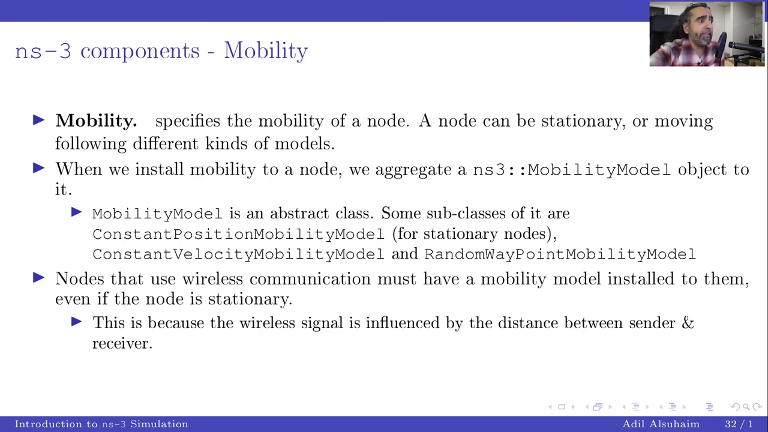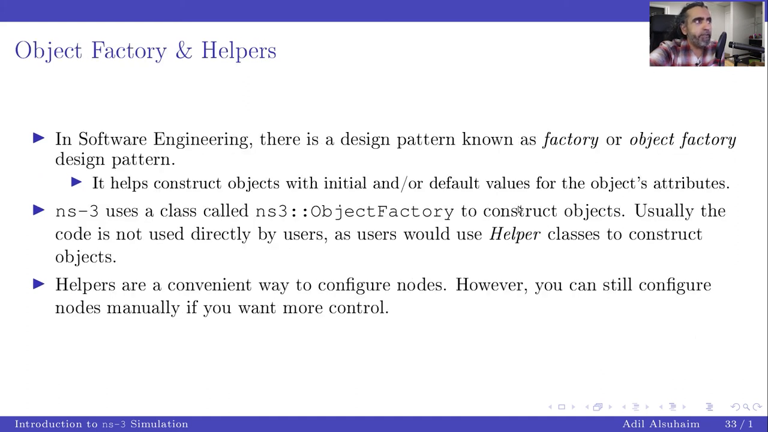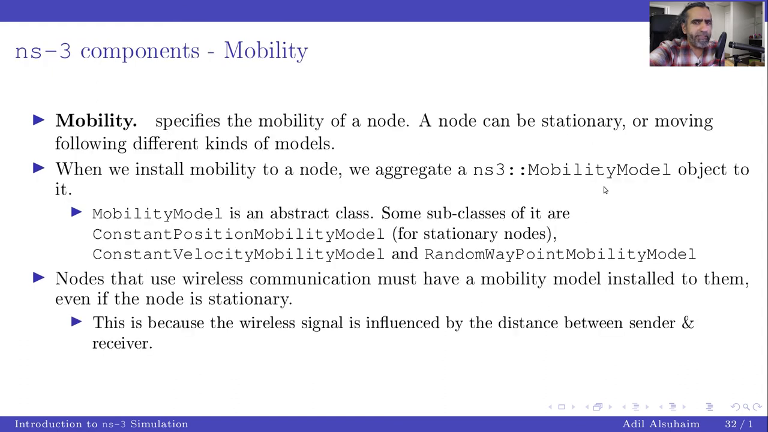We have different kinds of mobility, like constant position mobility model for a stationary node, constant velocity, random waypoint, and there are many others. You can look at the subclasses of mobility model in NS3 and see the kinds of mobility. I can talk more about mobility, but for this sake, we don't really need mobility just yet. We're not going to talk about wireless, we'll talk about wired networking, so you do not need mobility modeling.